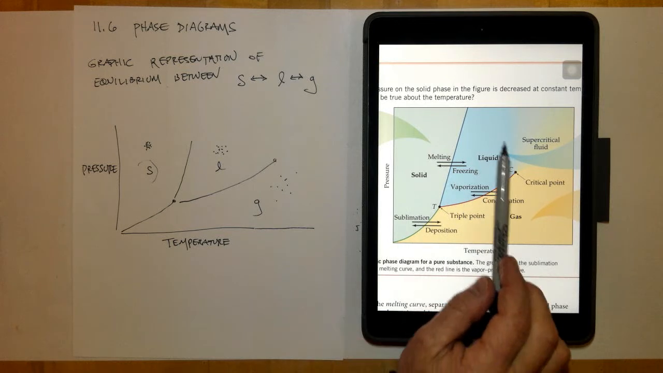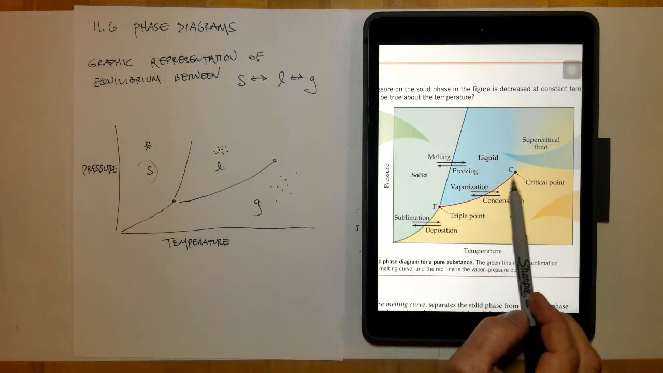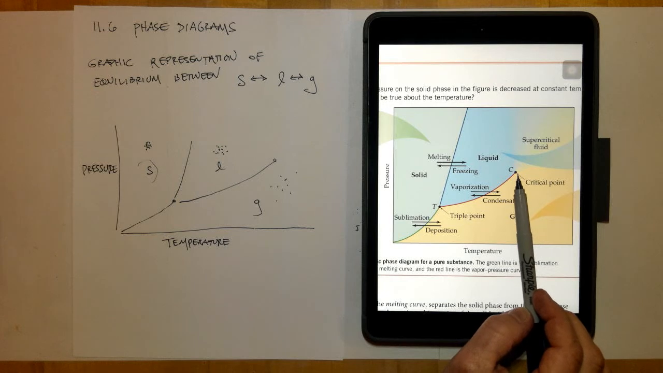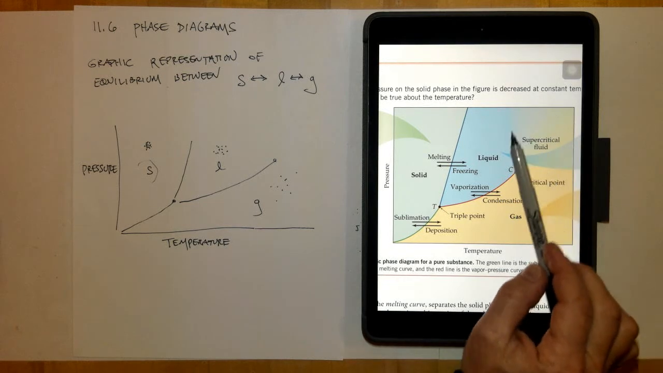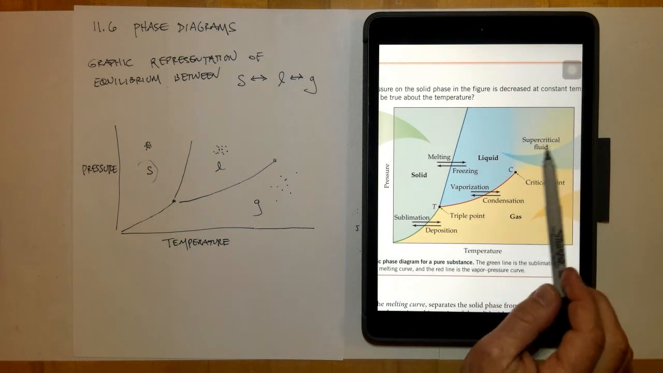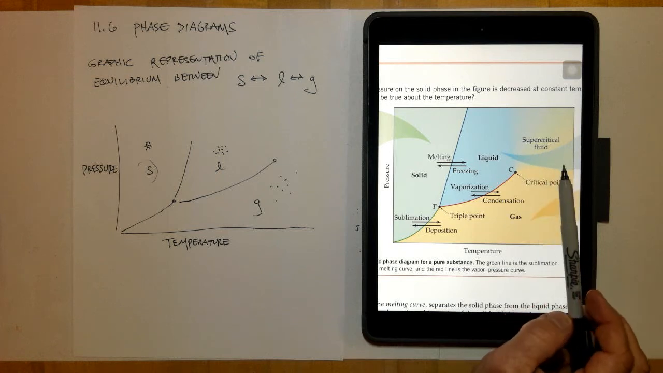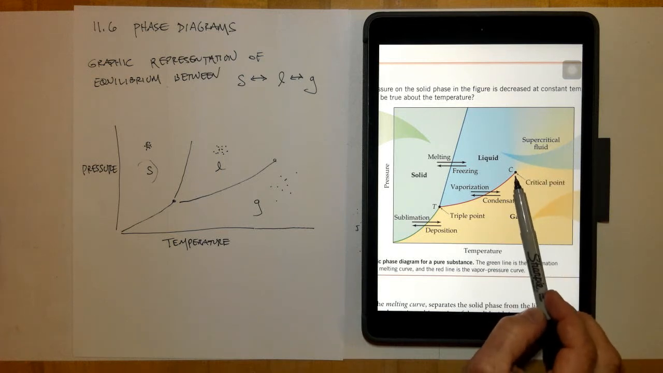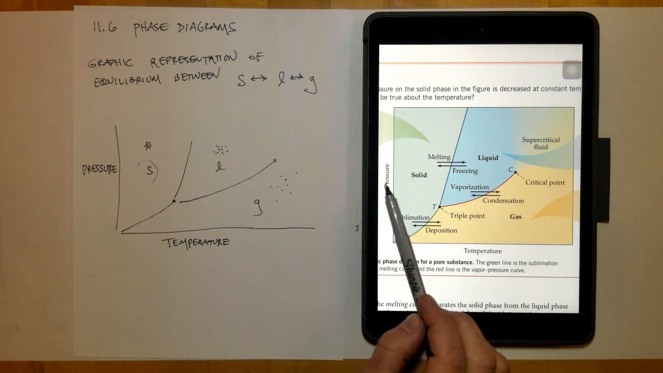And then you can see the liquid phase right here ends at a point called the critical point. And this is the critical temperature and the critical pressure of that substance, where no amount of pressure would take this substance and make it be a liquid anymore. It will be what's called a supercritical fluid past then. And it takes on some special characteristics. But this critical point then could be measured as a temperature and as a pressure.